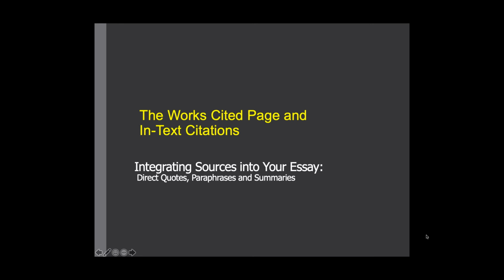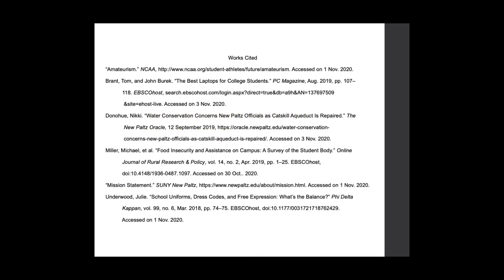This is a very brief introduction to the Works Cited page and in-text citations and how the two elements work together. So remember, whenever you are bringing in information from an outside source, whether you're quoting that information, paraphrasing it, or summarizing it, you need to tell your reader where that information came from. The first part of this is the Works Cited page, and in MLA 8, this is the way it's formatted.